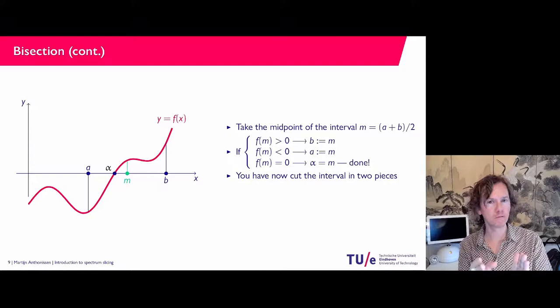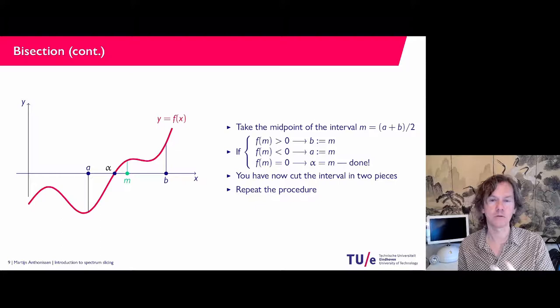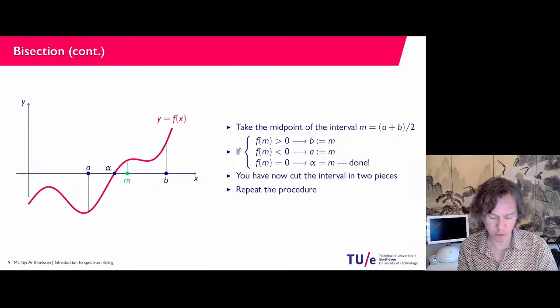So again, we take the middle and we shrink until the interval length is so small that we have a good approximation for our zero. So that's the idea of bisection, very simple.